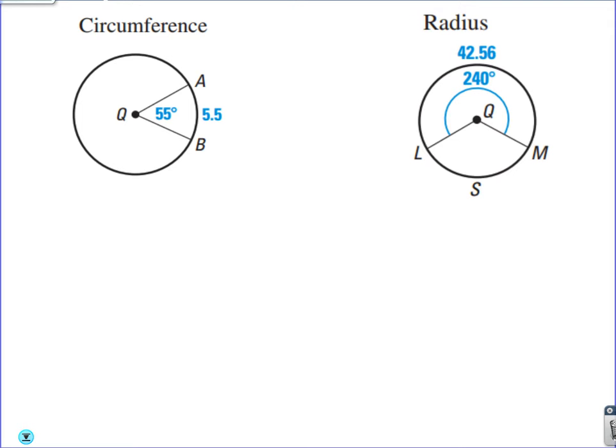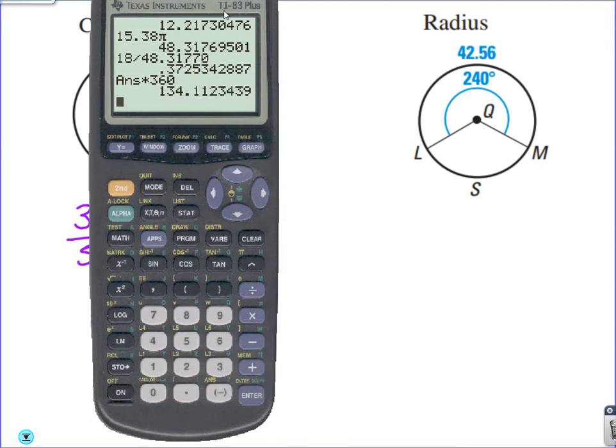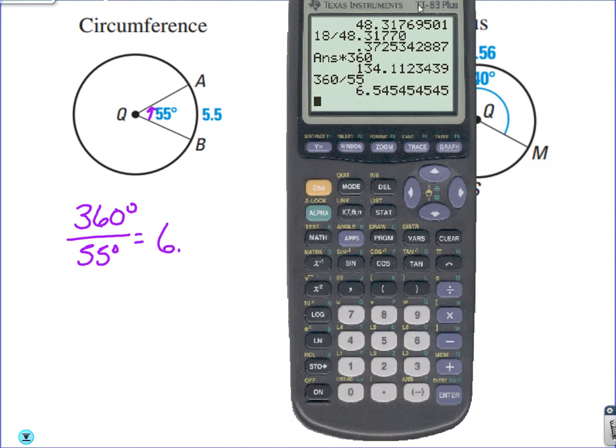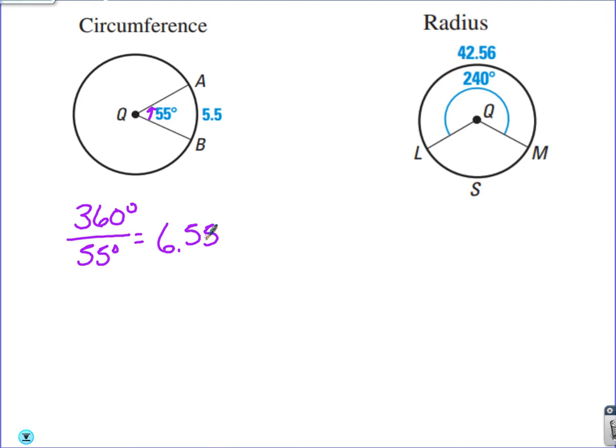Let's actually do the first one, like what I was talking about a while ago. It's not as easy. We need to know how many of these segments there are in the entire circle. Well, I know there's 360 total degrees, so I need to know how many 55s are in 360 degrees. I'm going to do it right here so I've got it on my calculator. 360 divided by 55, there are 6.54 of those. So about 6.55 of them in the whole thing.